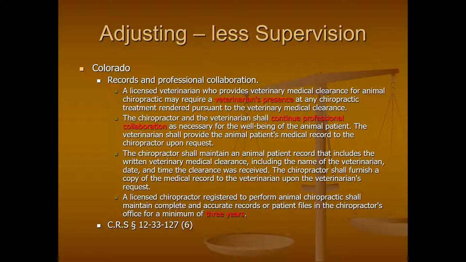The rules then go on to talk about the records and professional collaboration in Colorado. The veterinarians who provide clearance may require that a veterinarian be present when chiropractic treatment is provided. So even though it's not required by the regulation, it's at the veterinarian's discretion. The chiropractor and the veterinarian must collaborate together for the well-being of the animal patient, and that must continue. And again, the records must be kept for 3 years in Colorado.